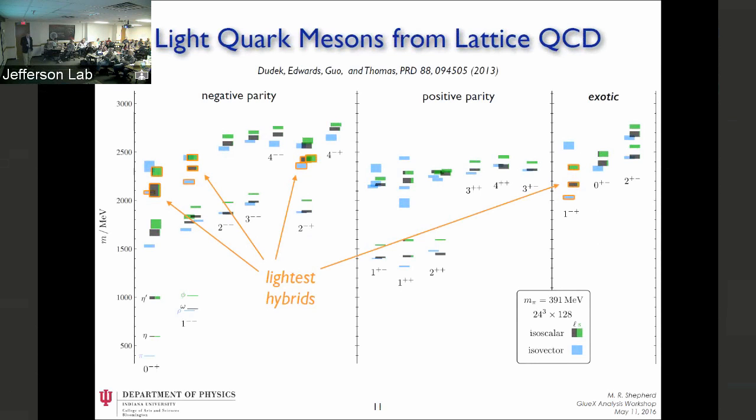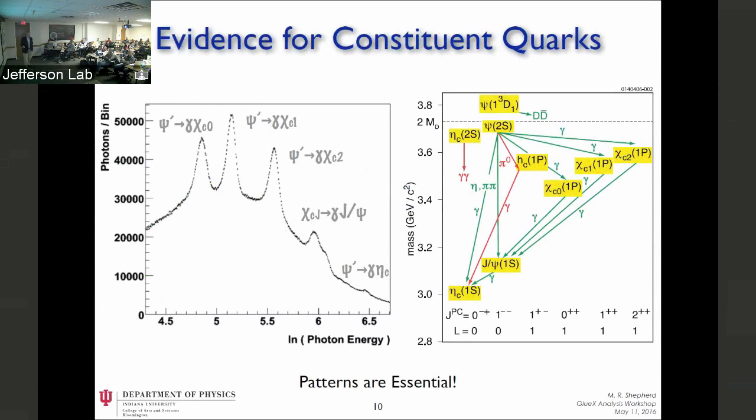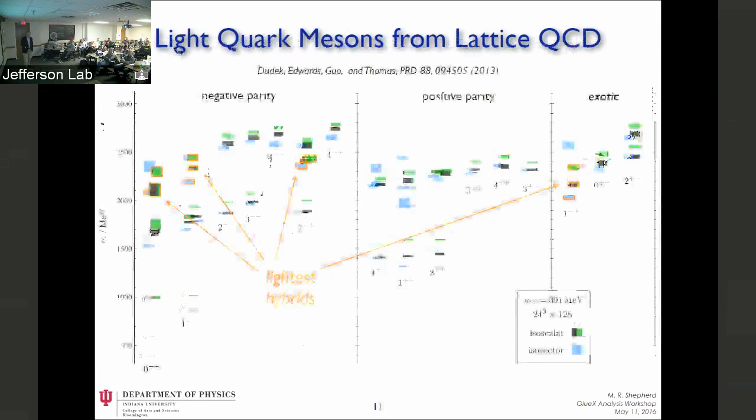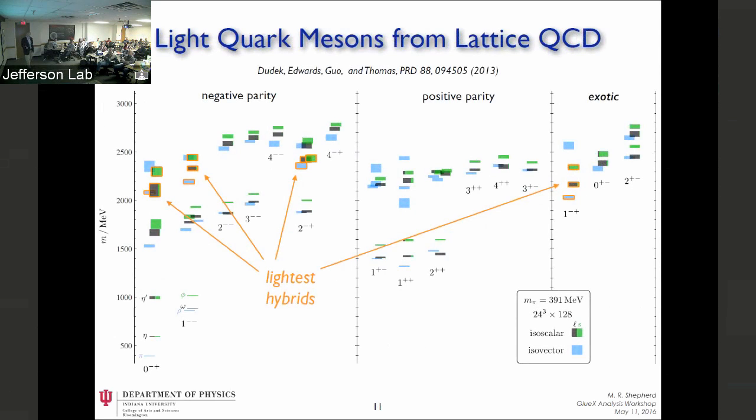And here, you can sort things by JPC, total angular momentum, parity, charge conjugation, and mass on this axis. And you see a spectrum of states. And this spectrum is a lot more complicated because now instead of just charm, anti-charm quarks, you have up, down, and strange quarks. And you can make lots of different combinations.